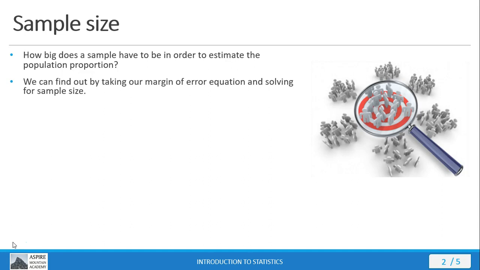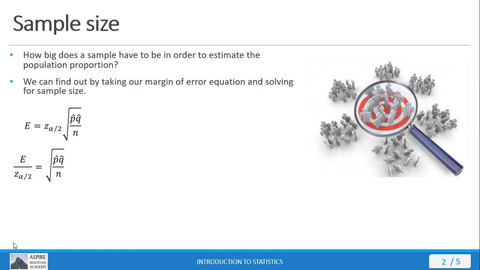Well, we can find out the answer to that question by taking our margin of error equation and solving for sample size. You may recall that our margin of error equation has sample size as one of the variables in that equation. So if we rearrange it so that we solve for sample size, that gives us an equation that we can use to calculate the sample size that we actually need in order to estimate our population proportion.